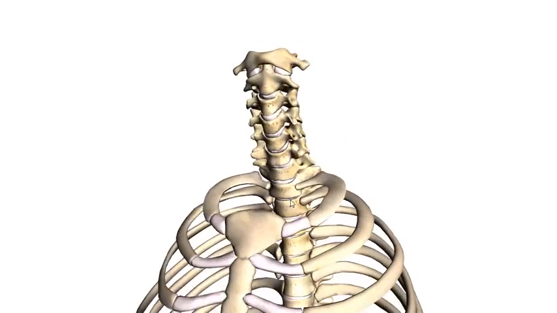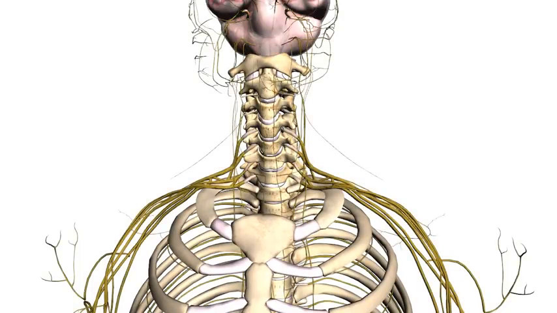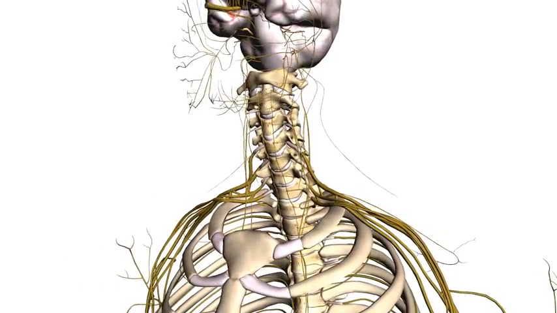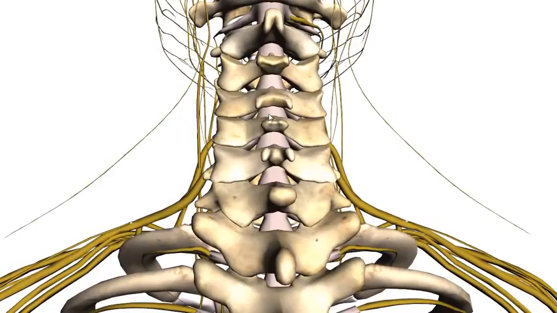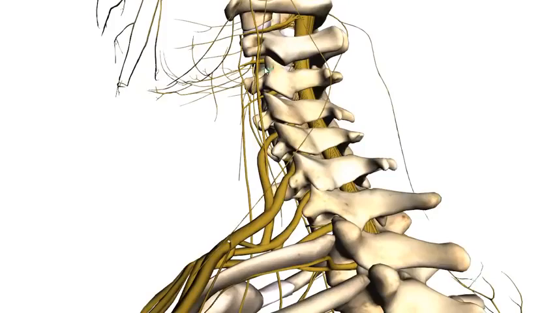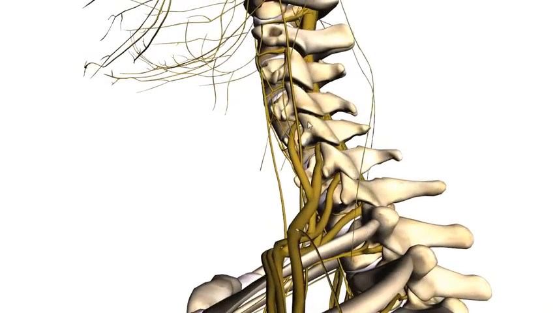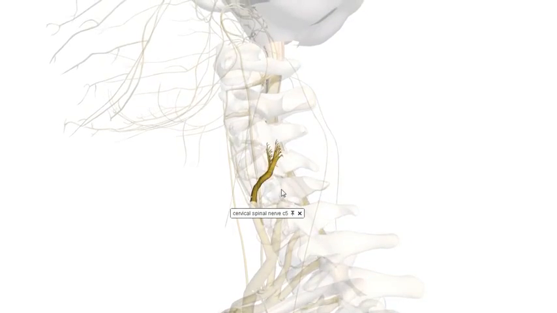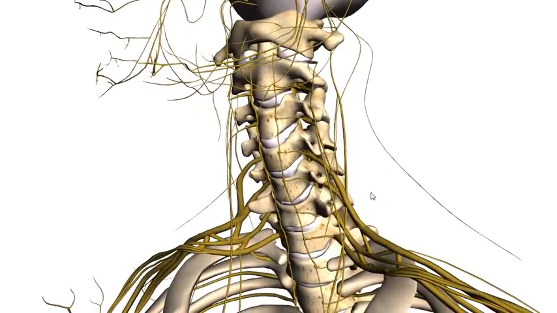So I'll just bring in some nervous tissue just so I can show you where they emerge. So look round to the back. You can see how they emerge from in between each vertebra. If I just click on this one here, you can see that that is cervical spinal nerve C5. So it's important to know about these spinal nerves when you're talking about myotomes and dermatomes.